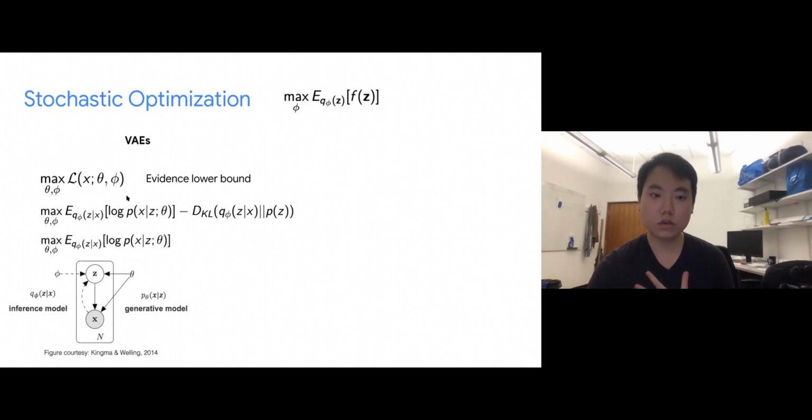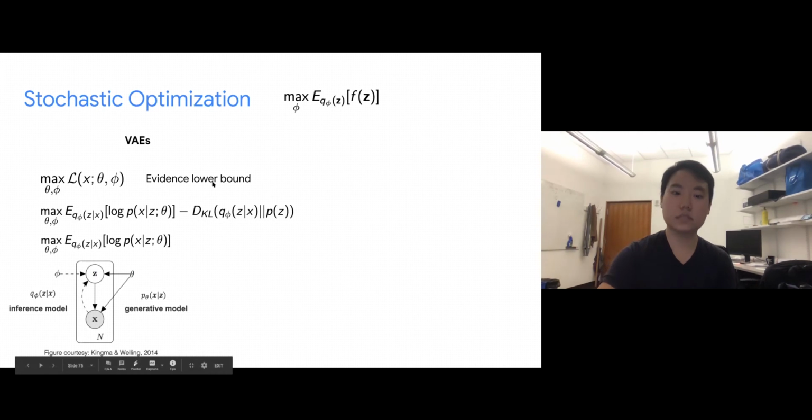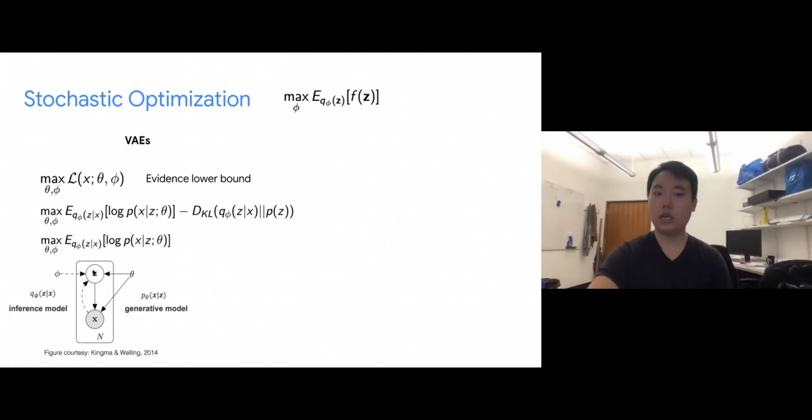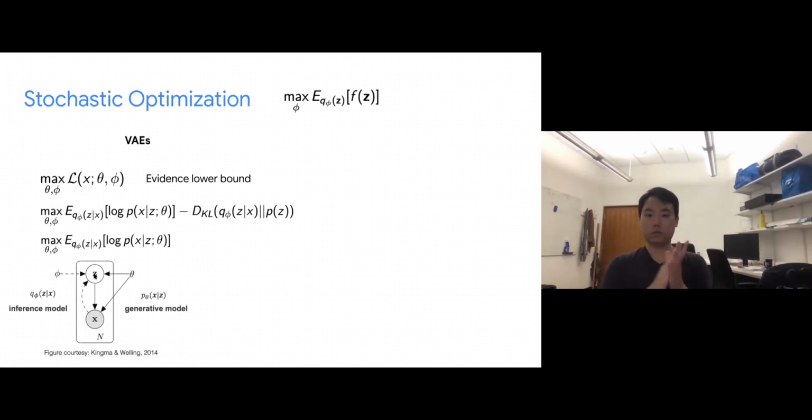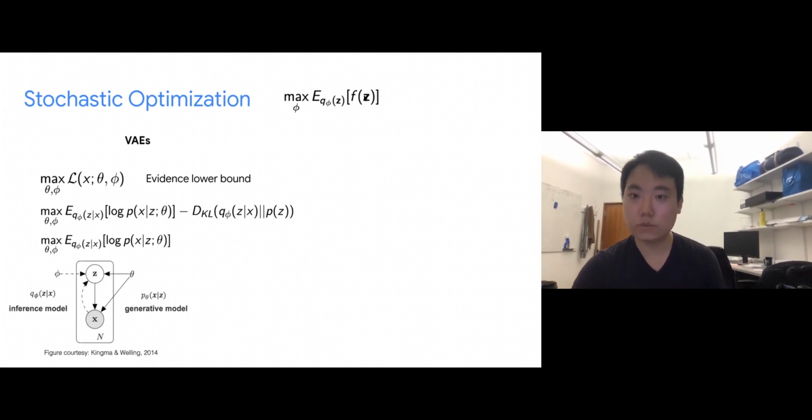So we saw that the goal, which was to maximize this evidence lower bound, can be rewritten as an expectation under the inference model, the log likelihood of predicting your real data under the generative model, minus this KL term, which encourages the distribution of your latent variables to be close to your prior. So I'm going to ignore this KL term for now and just focus on this part, this optimization problem. So this and this actually share many similarities.